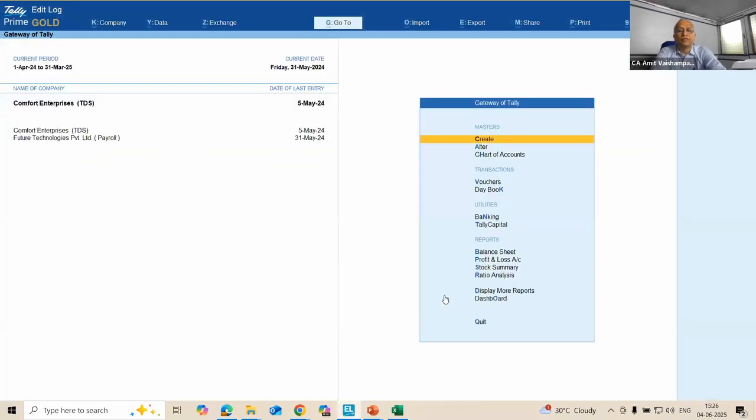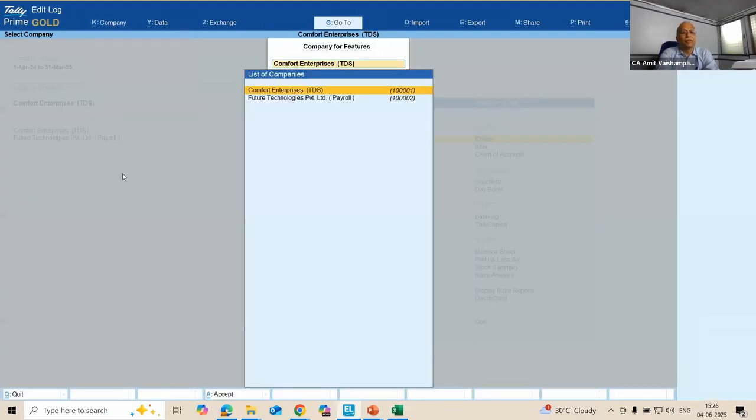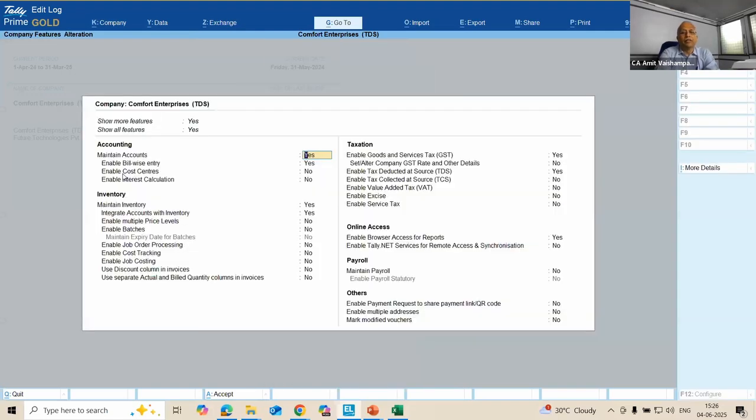Sorry, I should have taken this as the first thing. Nevertheless, let's come back to this. We have created this particular company called Comfort Enterprises, which is meant for TDS implementation. We go to that company, we go to features, and we tell the system that we wish to maintain TDS. We have said yes here.